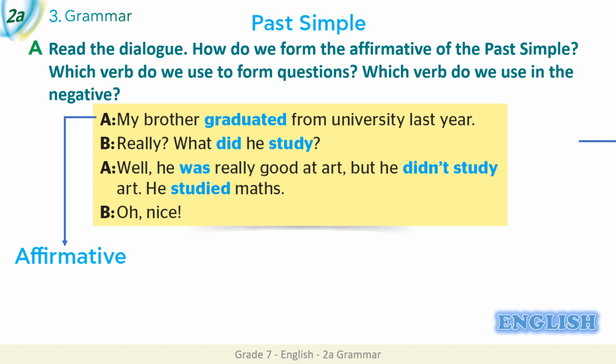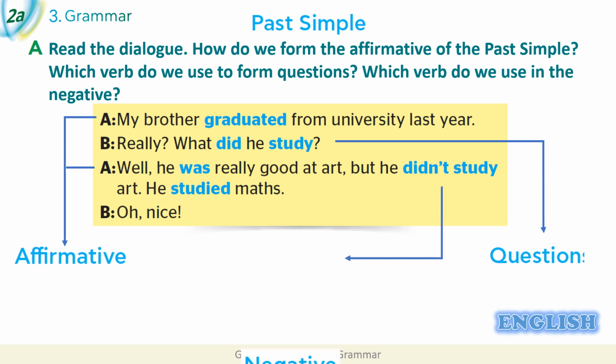That's correct. It's a question. How about the third line? He was really good at art. That's correct. It is in an affirmative form. But the verb here is an irregular verb. How about the second part of the sentence? But he did not study.